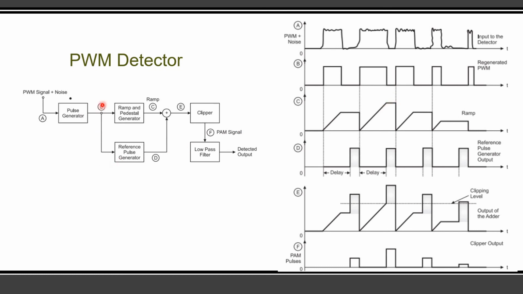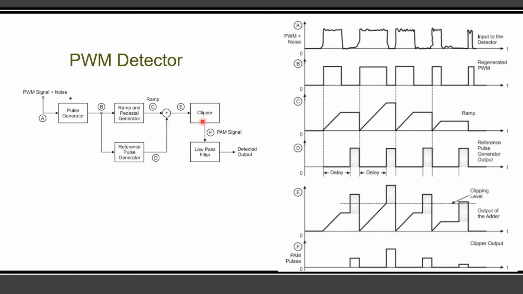Next, the same pulse width modulated signal is applied to the reference pulse generator. At the end of each and every pulse, it will generate one reference pulse. Both the signals are added together. So we are summing the C and D signals. Then the resultant signal is just the addition of these two signals.